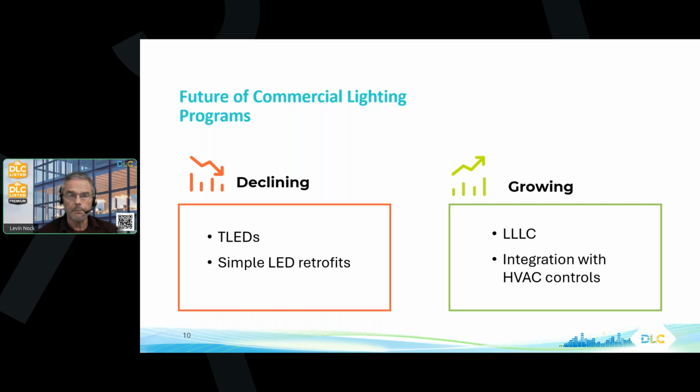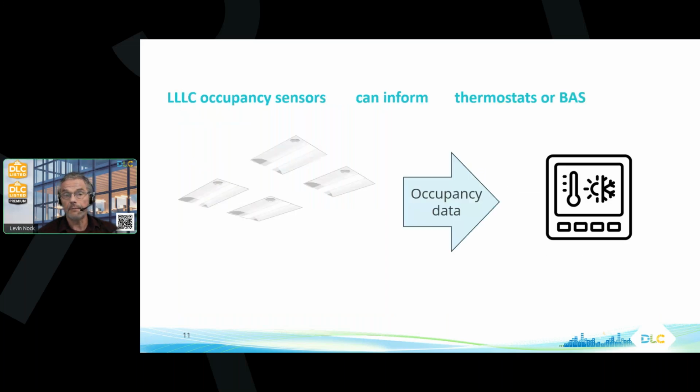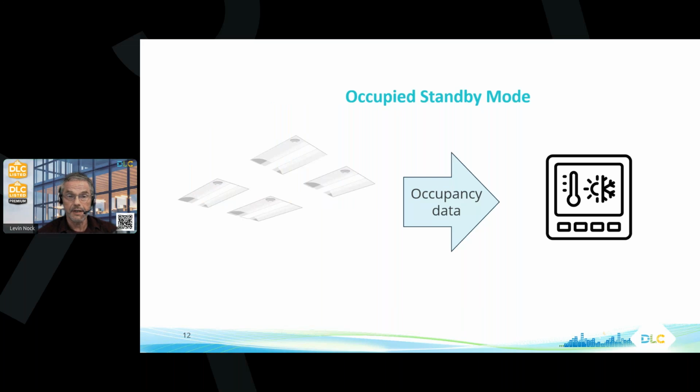In suitable buildings, occupancy data from a lighting control network can inform the thermostat or building automation system to relax the temperature set points by a few degrees whenever an area is unoccupied. This is called occupied standby mode in building energy codes. It relies on real-time occupancy data that's available to very few existing HVAC systems today.